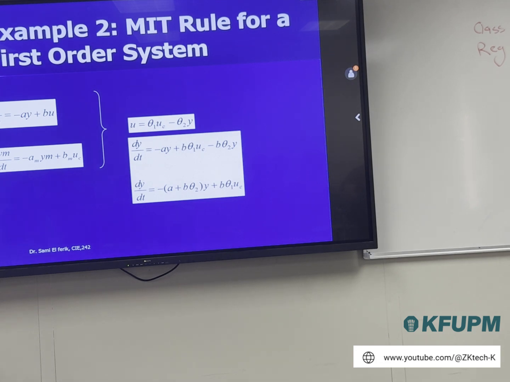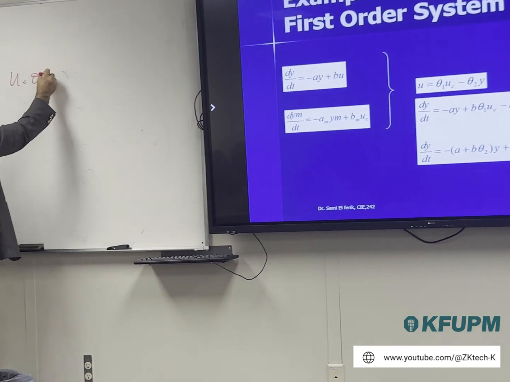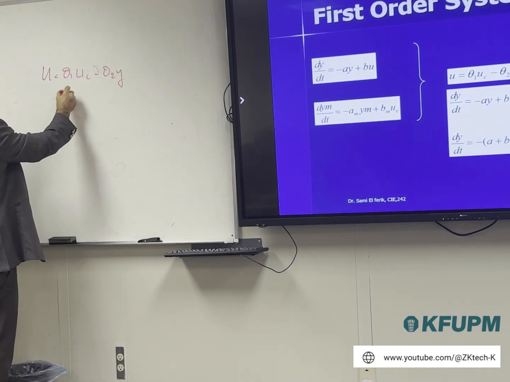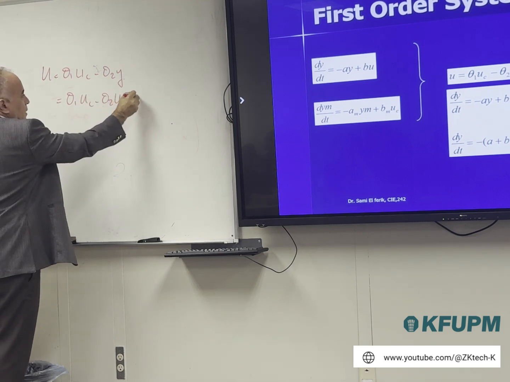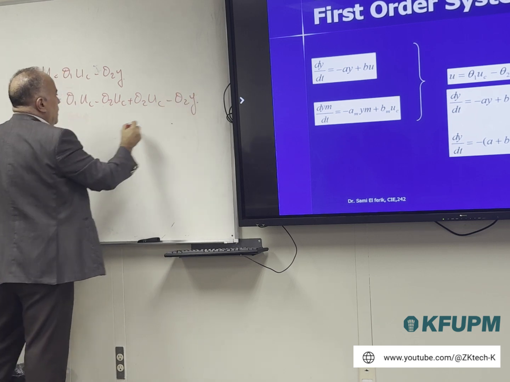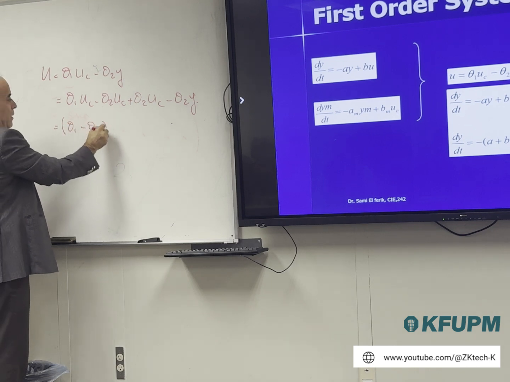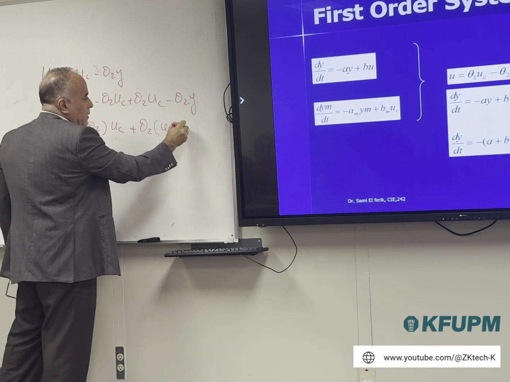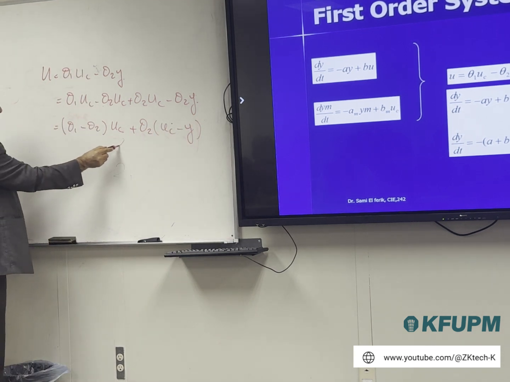So if you put here u is equal to theta 1 times uc minus theta 2 times y, I can put this equal to theta 1 times uc minus theta 2 times uc plus theta 2 times uc minus theta 2 times y. And then from here I can find this is equal to (theta 1 minus theta 2) multiplied by uc plus theta 2 multiplied by (uc minus y). Right? So my controller has a feed forward part.